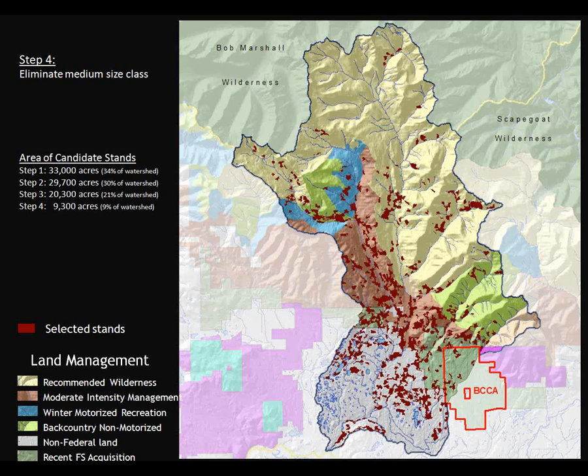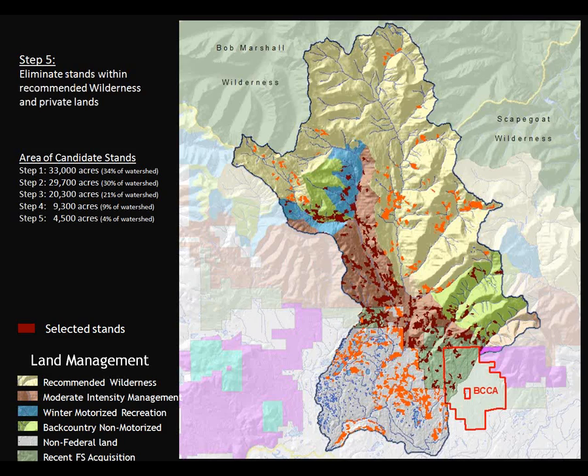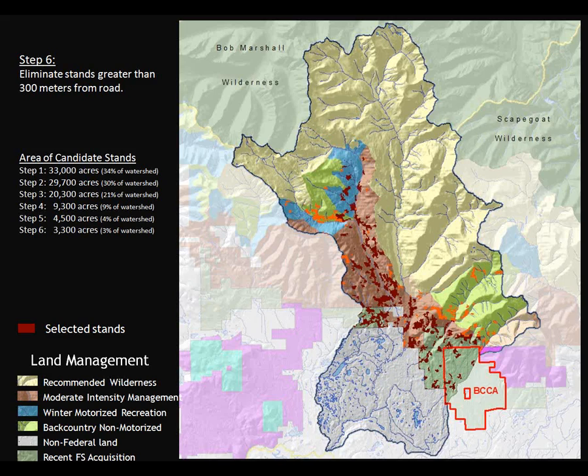Here we've got 9,300 acres down from 33,000 acres. If we eliminate then places that are roadless or on private land, that restricts, again, a more pragmatic lens. That restricts our view to the managed portion of this watershed that is Forest Service land. If you take a final step and then eliminate any stands that are greater than 300 meters from a road, that's what you see in orange here.